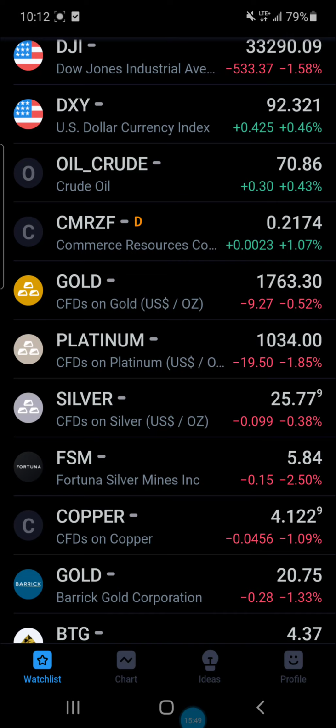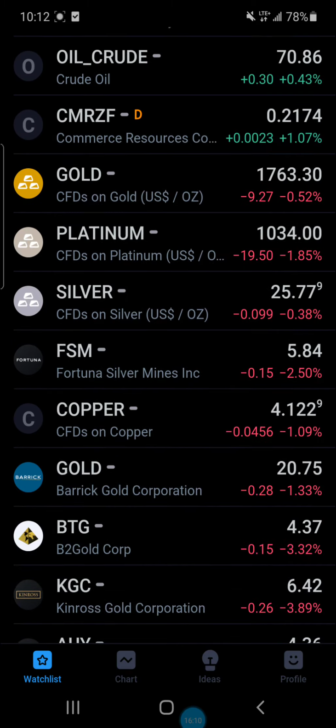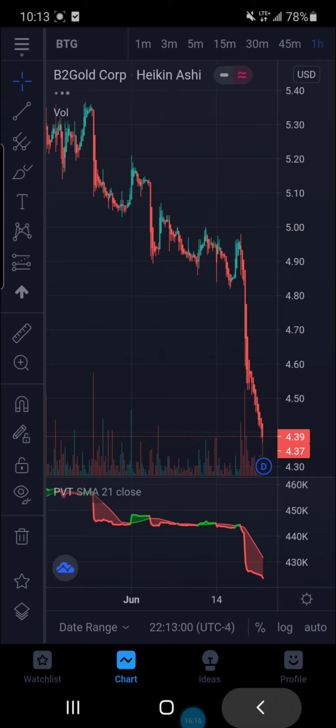Gold is down $27 on the week at 1763. It had a horrible week. Just the news of Jerome Powell had actually hammered the gold, silver, and platinum markets, the commodities as a whole, and precious metals. Platinum was down $19.50 to end an absolutely horrible week, down to $1,034. Silver was down another 0.38% to $25.77, capping off a 15% loss this week.